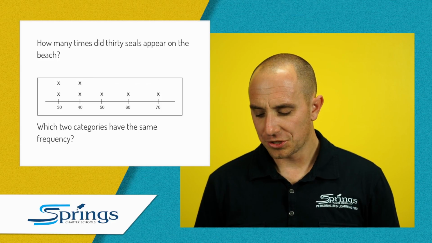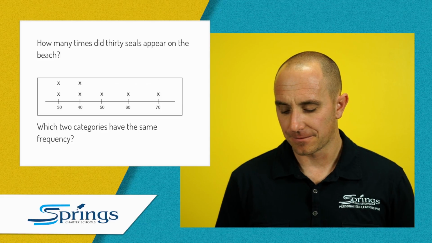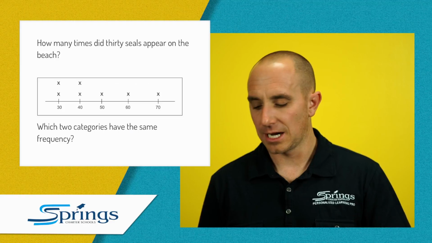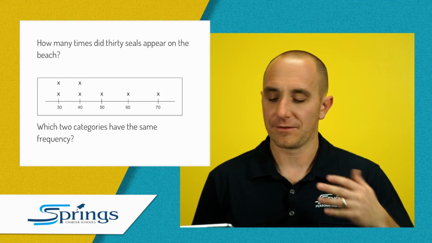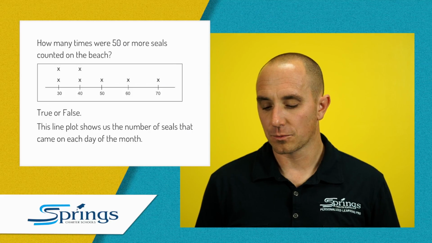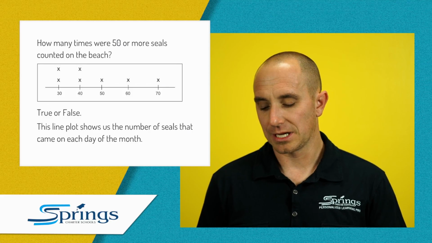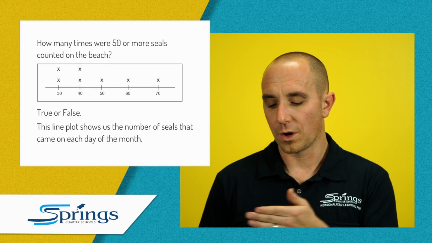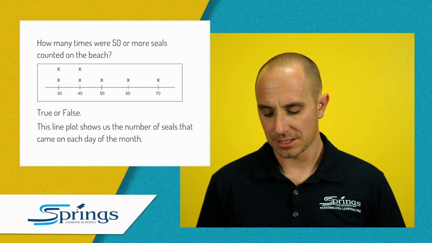It says, which two categories have the same frequency? Well, the same categories would be having it happen 2 times and having it happen 1 time, excuse me. All right, so how many times were there 50 or more seals counted on the beach? So again, it's 50 or more, so you're just looking for 50, 60, or 70, and it happened 1 of each, so it happened 3 times.